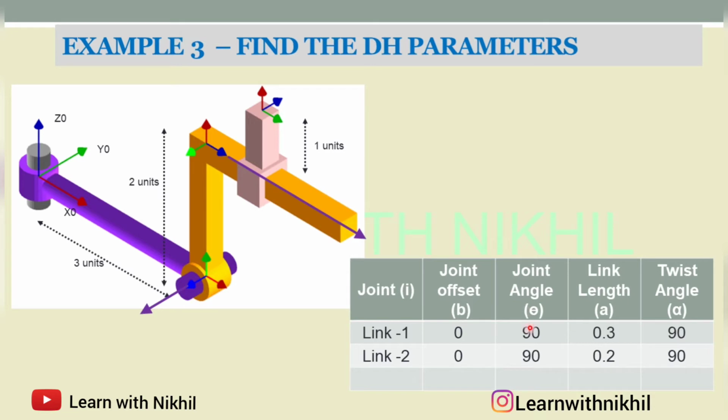Next, the joint angle is 90 degrees. As you know, right now this is the x-axis, and we always know we have to align this x-axis along this link. To align the x-axis along this link, we have to rotate it at an angle of 90 degrees. So we have to rotate it about this z-axis. Once we rotate it, this x-axis will be coming in this line.